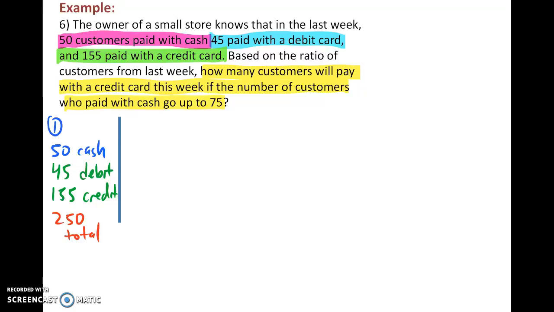Okay. So we have our given information. Let's decide whether it's going to be a part-to-part or a part-to-whole ratio. The question says, how many customers will pay with a credit card this week if the number of customers who paid with cash goes up to 75? If you notice, the only two units that they talk about is credit card and cash. They don't say anything about the total. So this is not going to be a part-to-whole question. This is going to be a part-to-part.